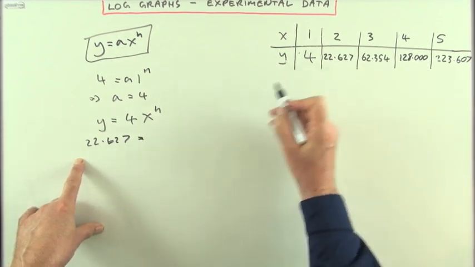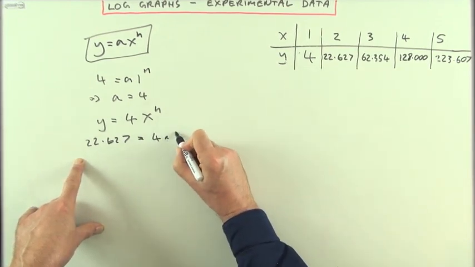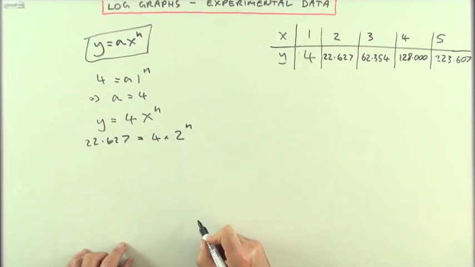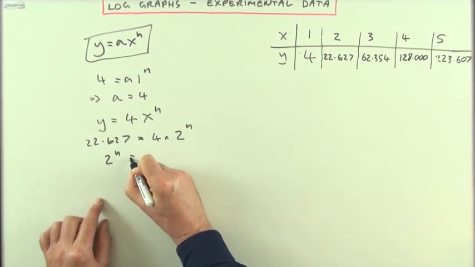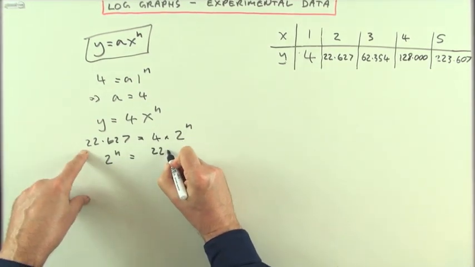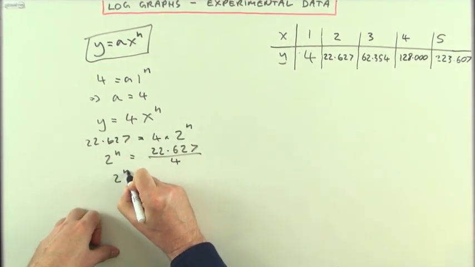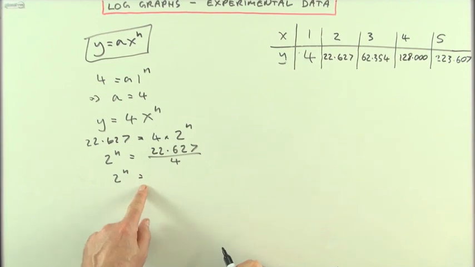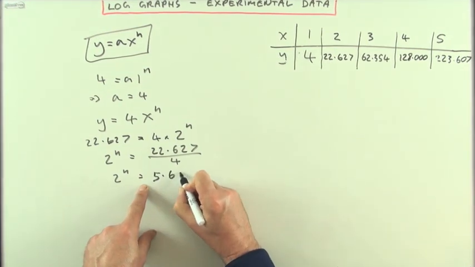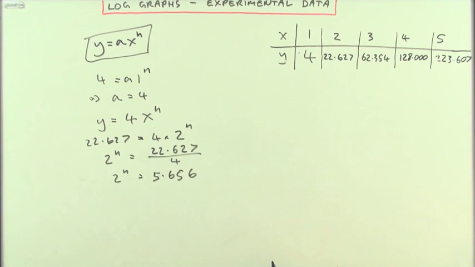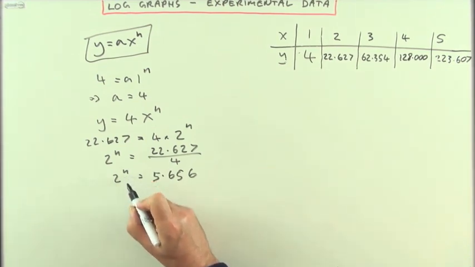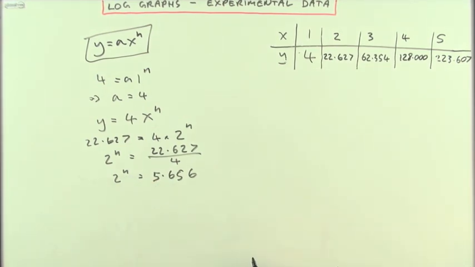22.627 equals 4 times 2 to the power n. Rearranging that, 2 to the power n would be 22.627 divided by 4. So 2 to the power n would be 5.656. And then to find n, well, it all depends what you'd be allowed to do.